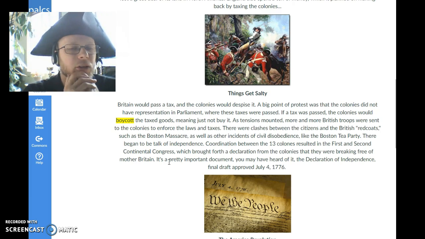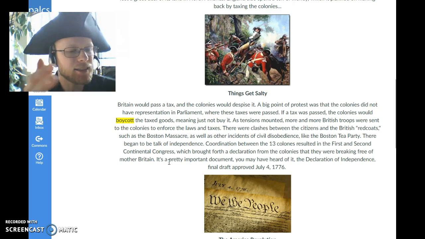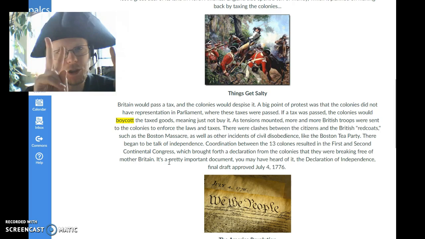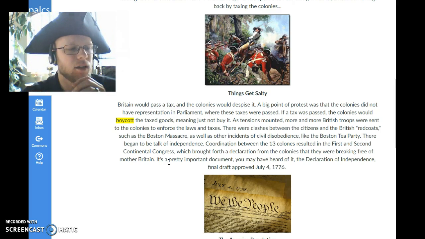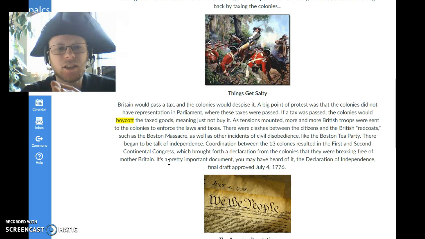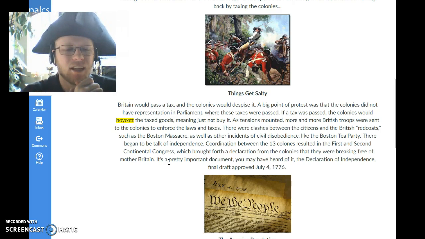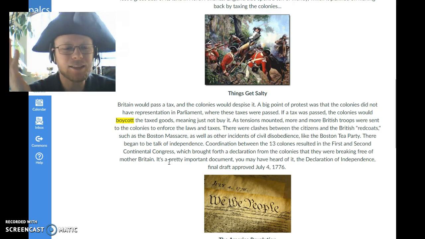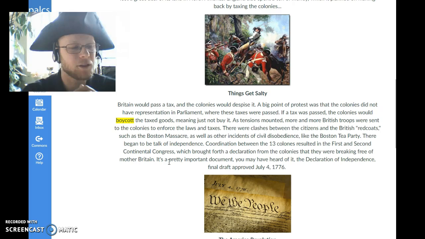As tensions mounted, more and more British troops were sent to the colonies to enforce the laws and these taxes. There ended up being clashes between the citizens and the British regulars, the redcoats. You end up with things like the Boston Massacre, as well as other incidents of civil disobedience. For example, the Boston Tea Party.